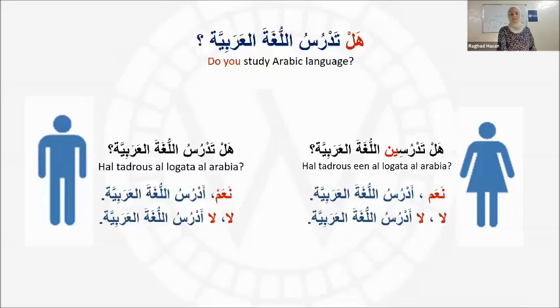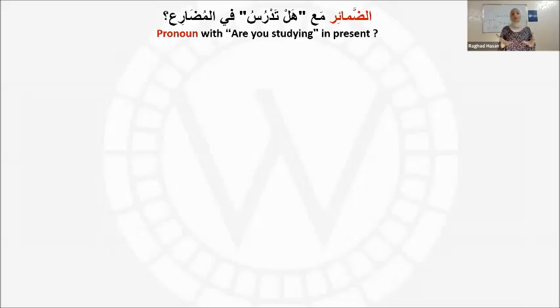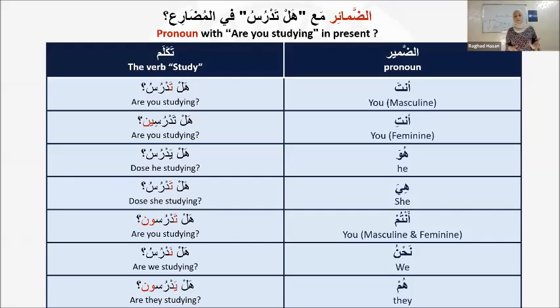Okay. Now let's move to the pronouns with هل تدرس. Let's start with أنت, you, masculine. So أنت, هل تدرس. أنت, هل تدرسين. ممتاز. Okay. What about هو? We have someone raising a hand. So هو. Judy. هل تدرس. ممتاز، شكرا لك يا جودي.